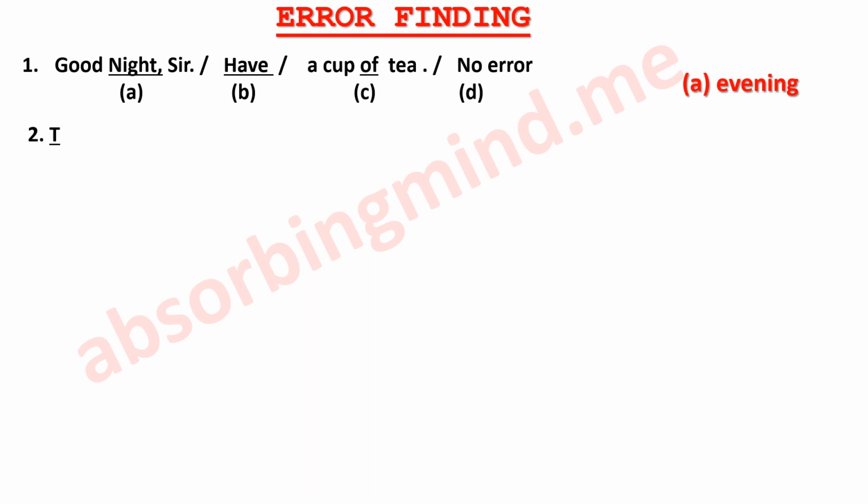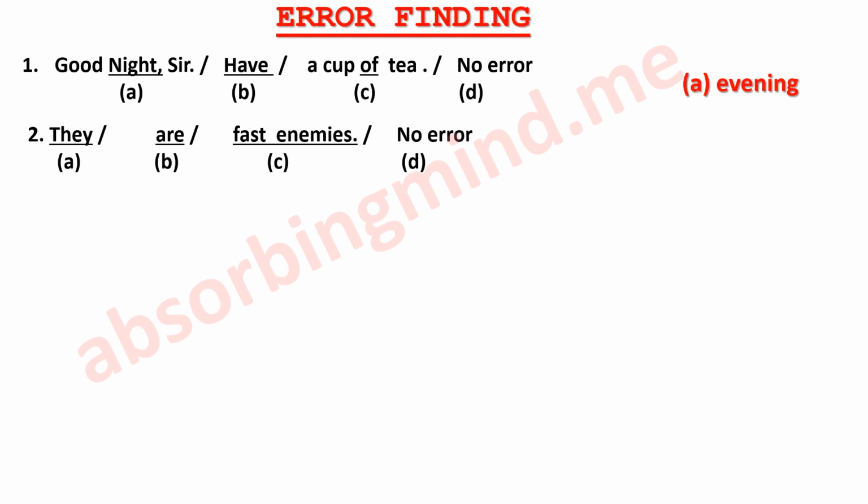The next example is they are fast enemies. Again the sentence has been divided into parts. Now for enemies, the word bitter should be used. Fast is used with friends, that is inseparable friends. But with enemies, we use bitter. So part C has an error. It has to be bitter enemies.